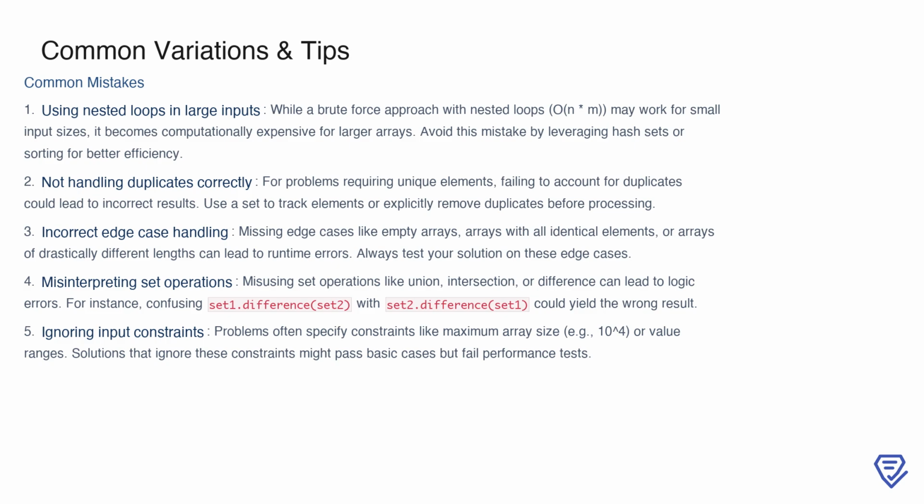Misinterpreting set operations can also lead to logic errors. For example, confusing set1.difference(set2) with set2.difference(set1) could produce the wrong results, so it's vital to understand these methods clearly. Lastly, overlooking input constraints such as maximum array sizes or value ranges can cause solutions to fail during performance testing. Always keep these constraints in mind to ensure your code is robust.